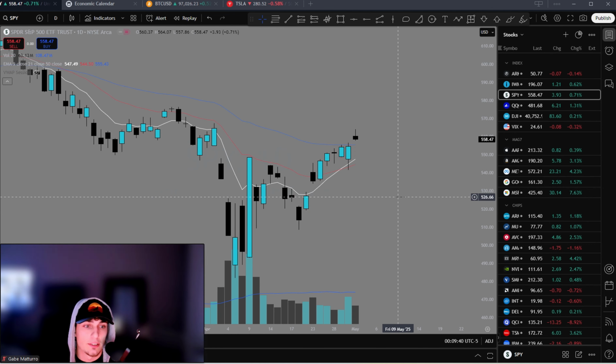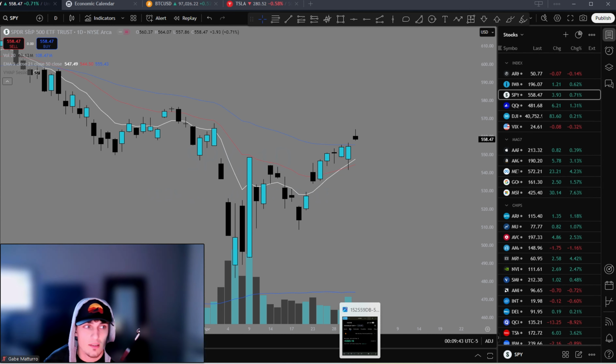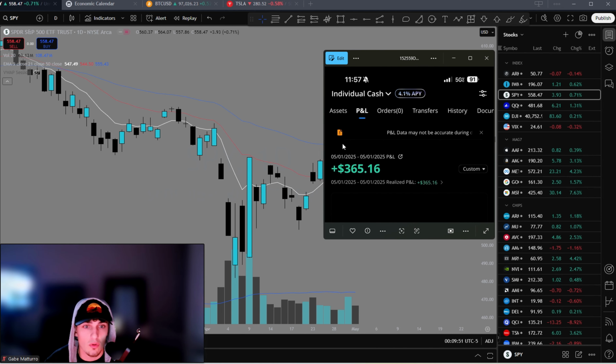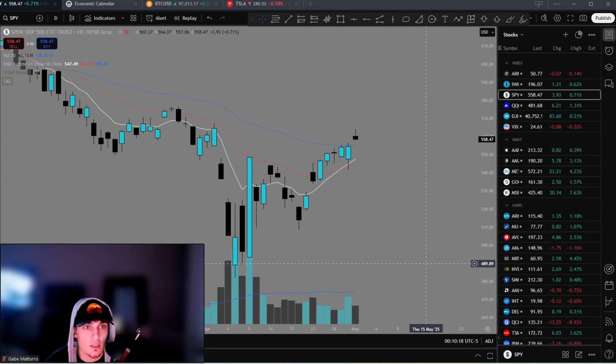Pretty much today was a decent day, not too bad. Went 1 for 2. So I won a trade and I lost a trade. This is the overall P&L for the day, just right around $365. I took my loss first, which was on Tesla, which put me down around $400, and then made it back later in the day, taking another trade that made me win. So $700, pretty much netted $365. But yeah, let's get into the two trades that I took.